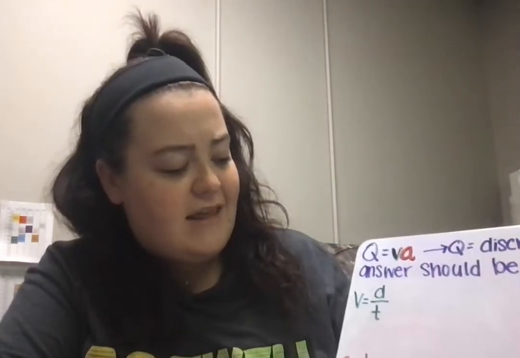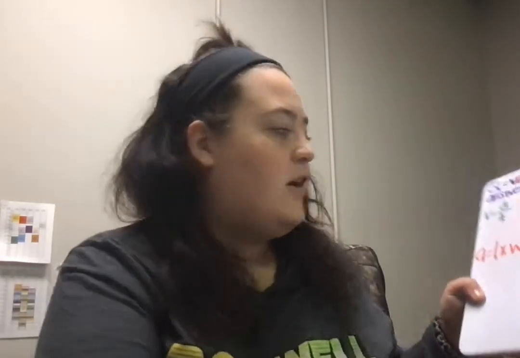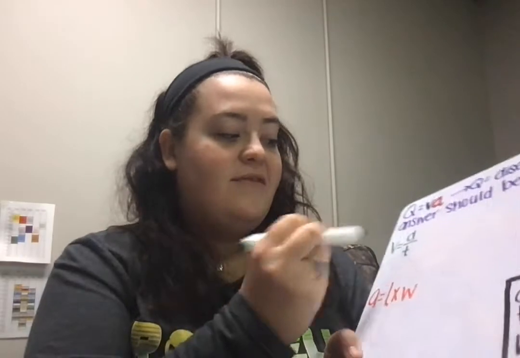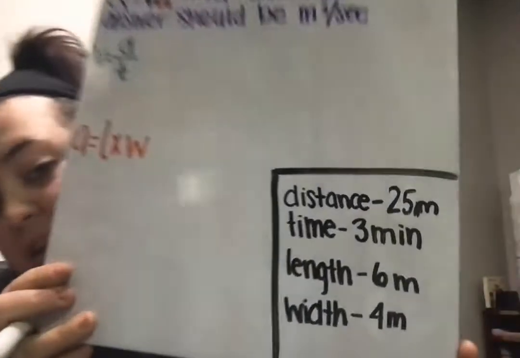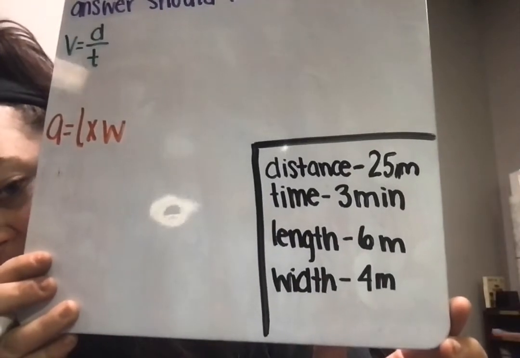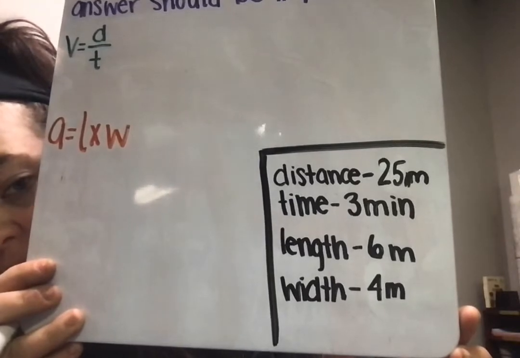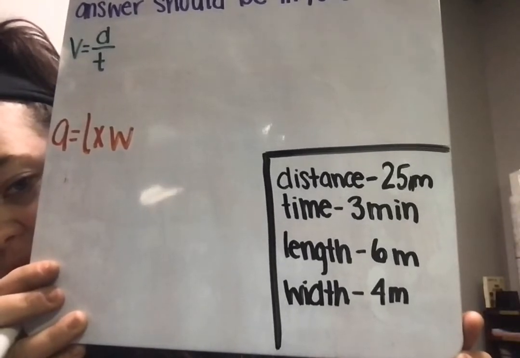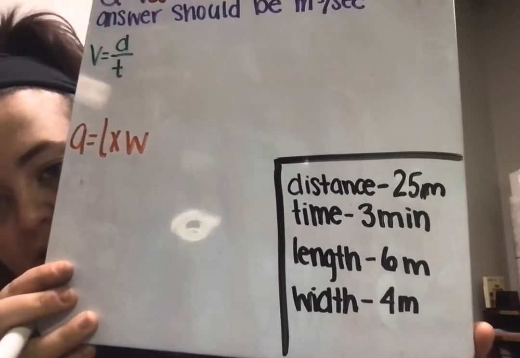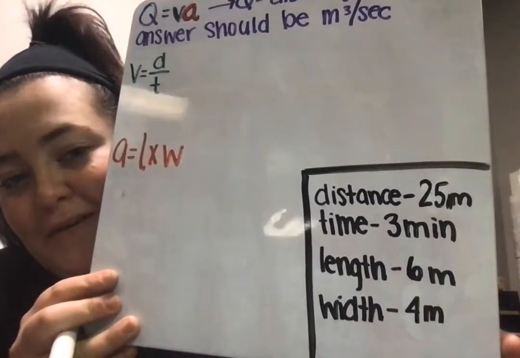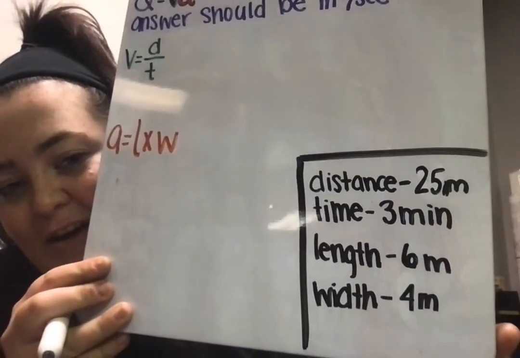So let's calculate that. The way that we calculate volume is that we divide the distance by the time. And I've given us those variables right here. So if you want to go ahead and pause the video and solve that for yourself, see if you can do it, then you can watch the rest of the video.